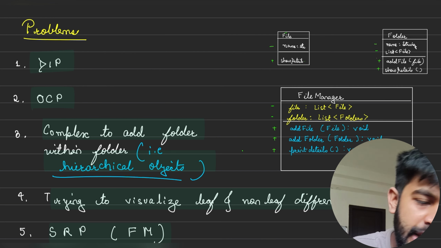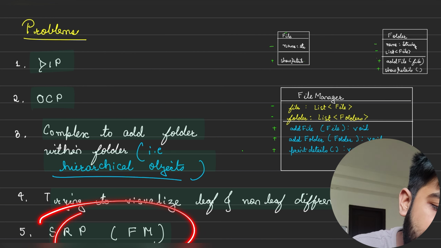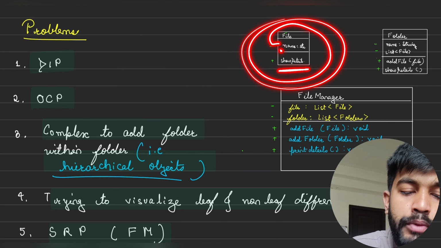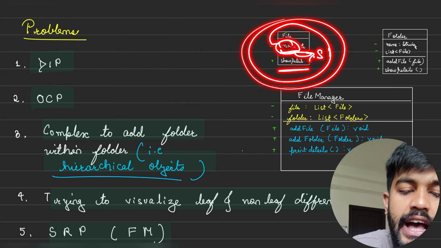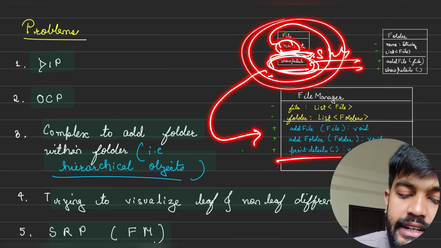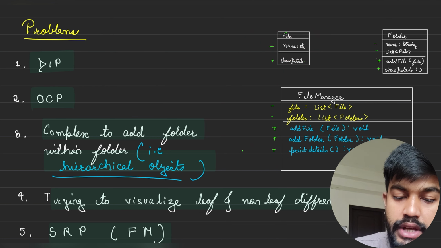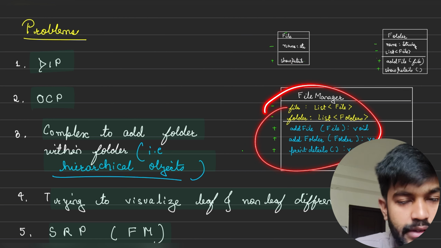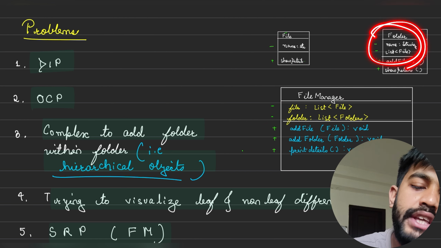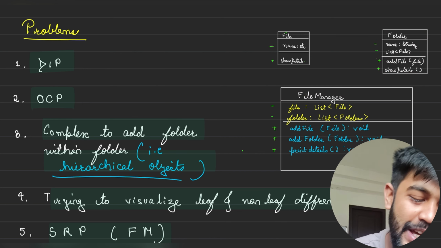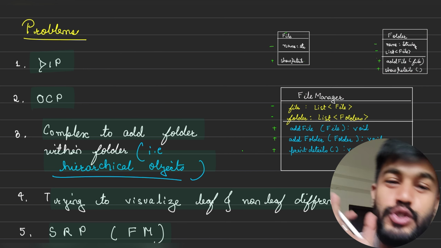Yes, what does the single responsibility principle tell us? A class should have only one reason to change. But if you observe, tomorrow, if instead of just the name, the show details has some more extra things, or the show details changes, then print details changes due to that. Or the list of files changes, or we change something. So this file manager would change, that is one reason to change. Then if we change something in the folder, we need to change the file manager too. So it has two reasons to change. So the single responsibility principle is also violated here.